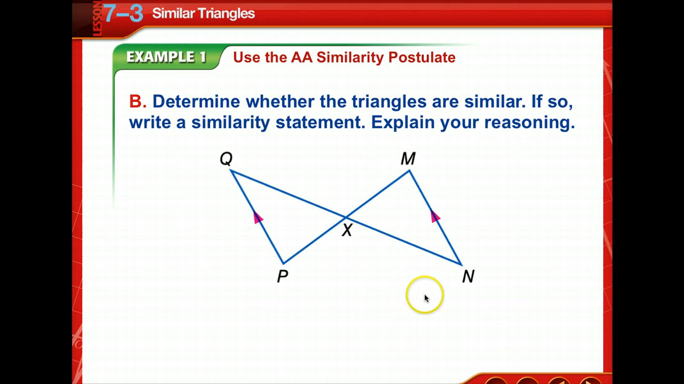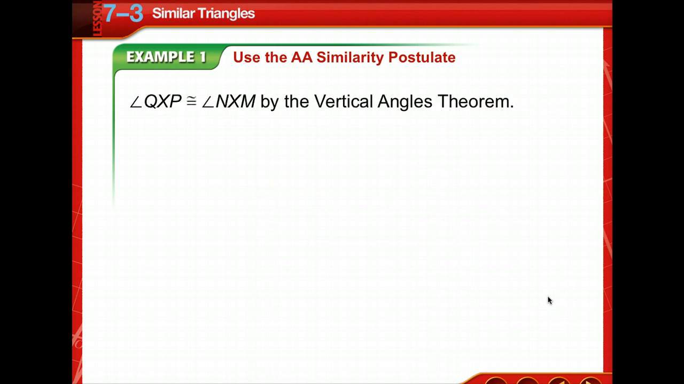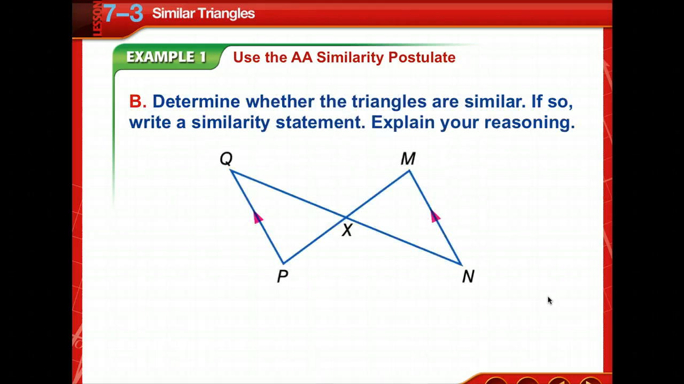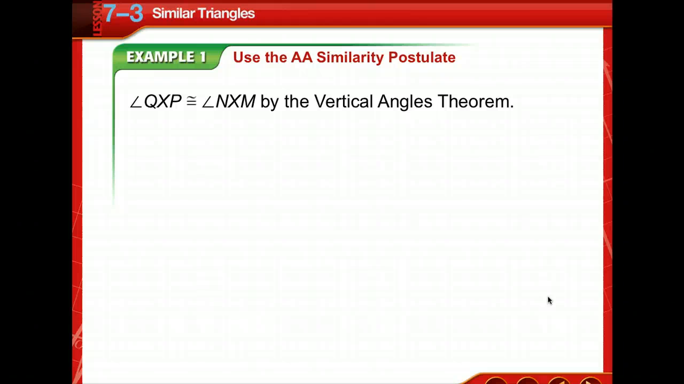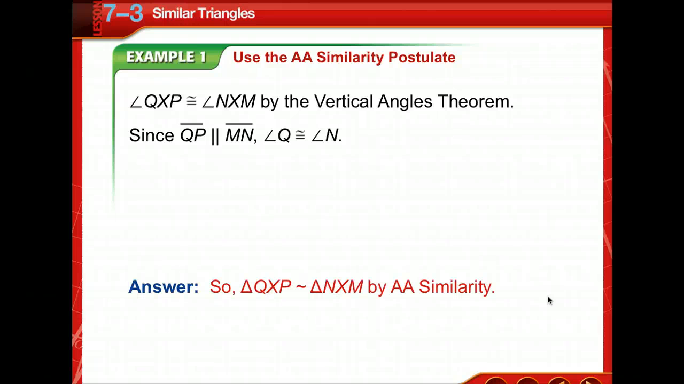Let's look at another one. We're to determine if these two triangles are similar. Notice we've got vertical angles here. Angle XQP is congruent to angle NXM by the vertical angles theorem. So since QP is parallel to MN, angle Q is congruent to angle N. So triangle QXP is similar to triangle NXM by angle-angle similarity.